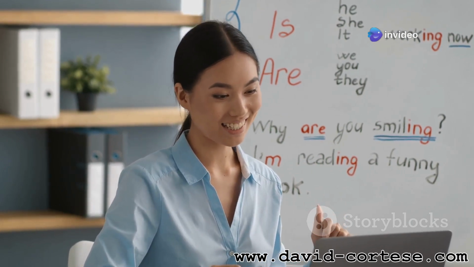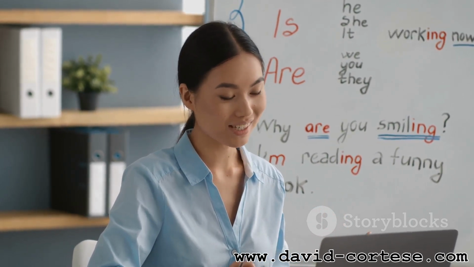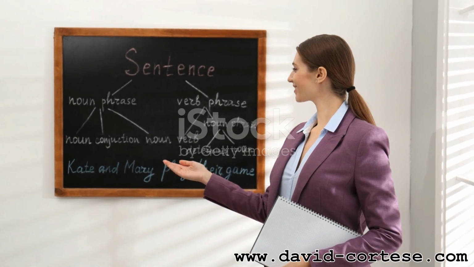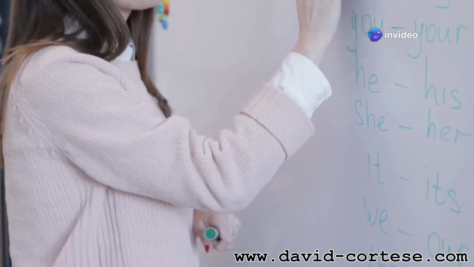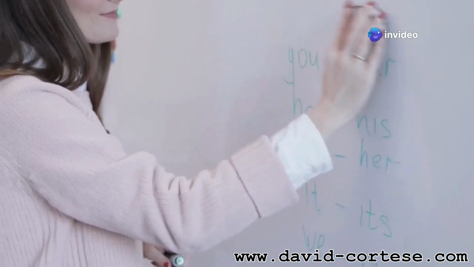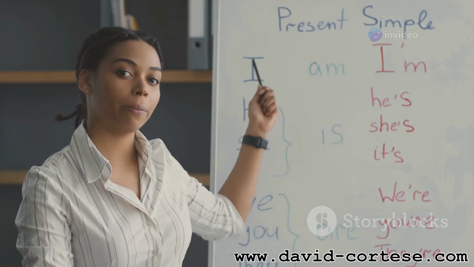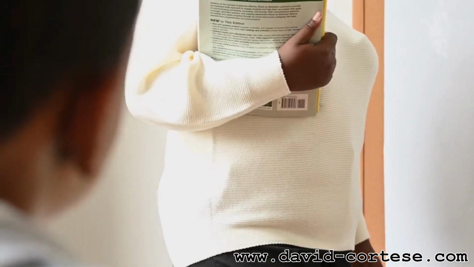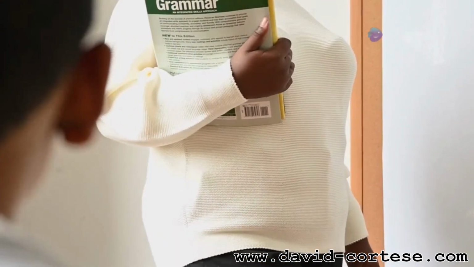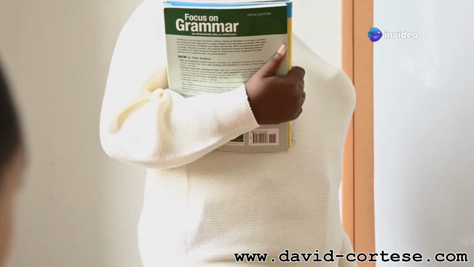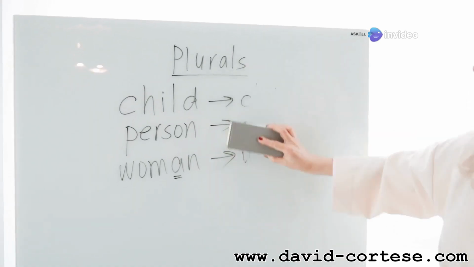In English, a sentence is not just a random collection of words, it has a specific structure. The most basic sentence structure consists of a subject and a verb. The subject is typically a noun or pronoun that performs the action denoted by the verb. For a sentence to be grammatically correct, the verb must agree with its subject in number. This means that if the subject is singular, referring to one person, place, thing, or idea, the verb must also be singular. Similarly, if the subject is plural, referring to more than one, the verb must also be plural.